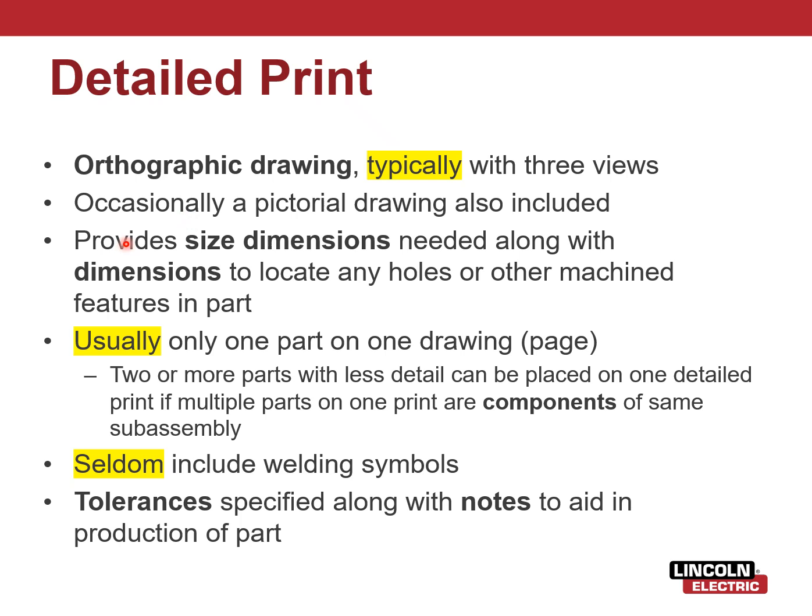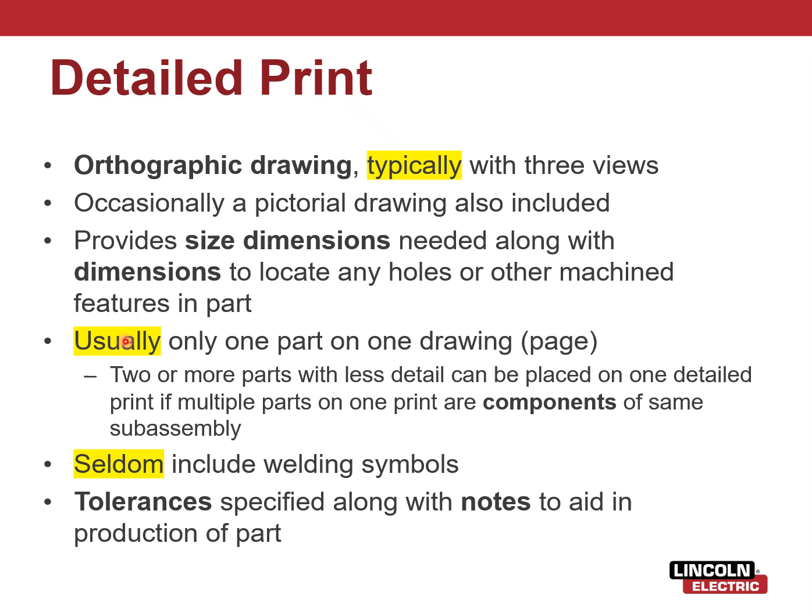Okay, a detailed print should provide the size dimensions needed along with location dimensions. So size dimensions and location dimensions, what's the difference? Well, size dimensions: how big of a hole do I need? That's a size dimension. Where does that hole go? That's your location dimension, to locate any holes or other machined features in the part. Usually, not always, but usually only one part on one drawing. So if you see words like usually or sometimes, be careful, take note of that.